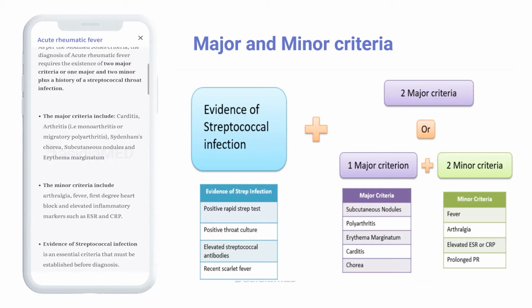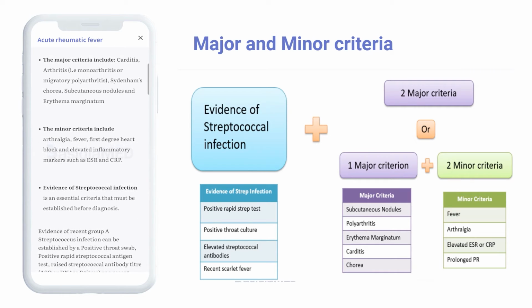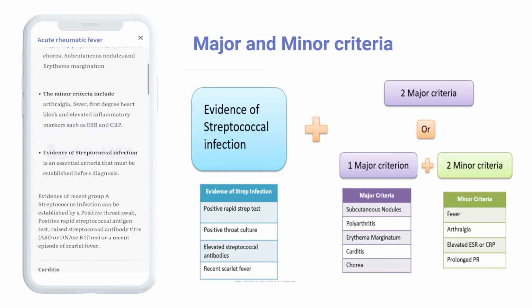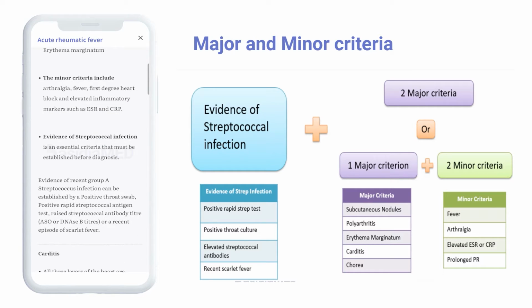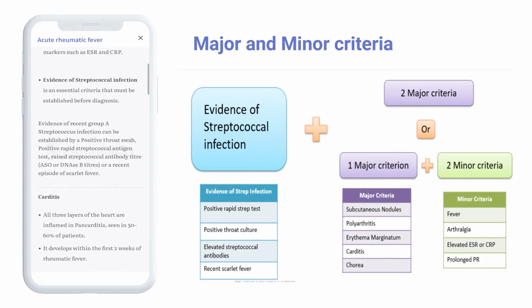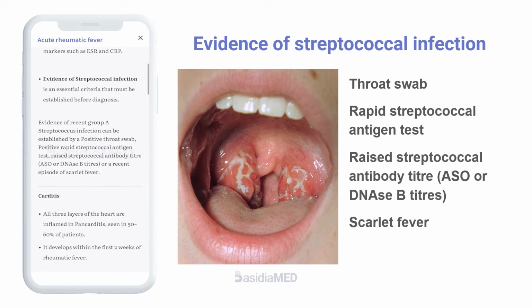The major criteria include carditis, arthritis, that is monoarthritis, or migratory polyarthritis, Sydenham's chorea, subcutaneous nodules, and erythema marginatum. The minor criteria include arthralgia, fever, first-degree heart block, and elevated inflammatory markers, such as ESR and CRP. Evidence of streptococcal infection is an essential criteria that must be established before diagnosis.